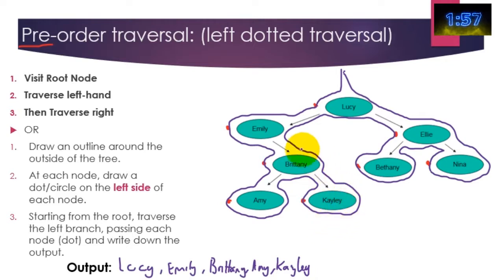And then we went back all the way up to the root node here, and then down the right side, which was Ellie, Bethany, and then Nina. So we went through Ellie first. Okay. And then we went past Bethany, and then Nina.